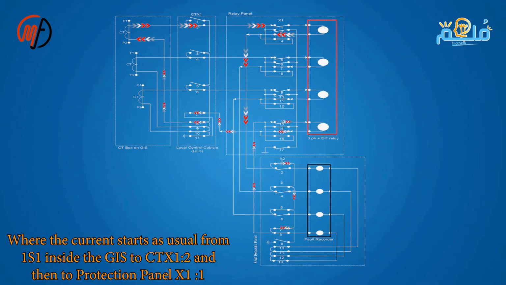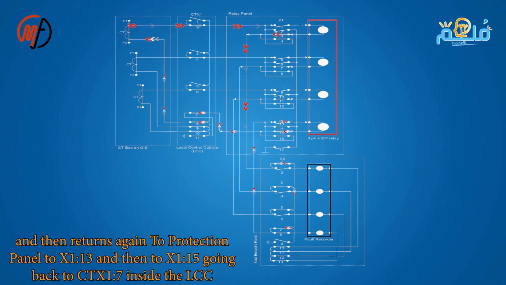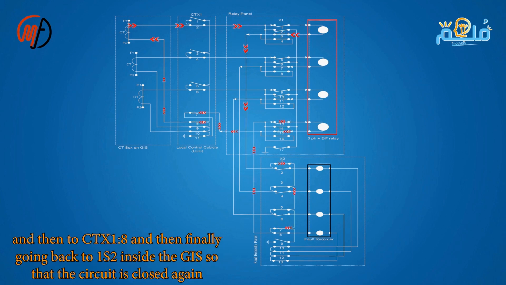It then moves to the fault recorder at X2 terminal 1, then to X2 terminal 7, and then returns again to the protection panel at X1 terminal 13, and then to X1 terminal 15, going back to CTX1 terminal 7 in the LCC, and then returning inside the LCC, then to CTX1 terminal 8, and back to 1S2 in the GIS, closing the circuit.